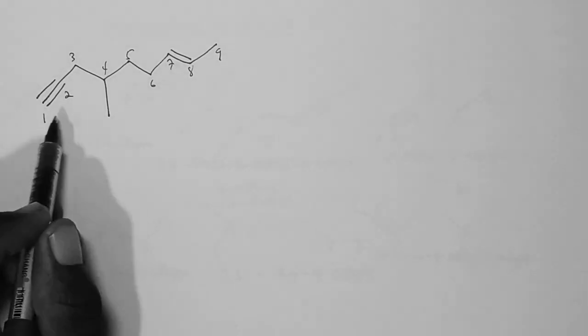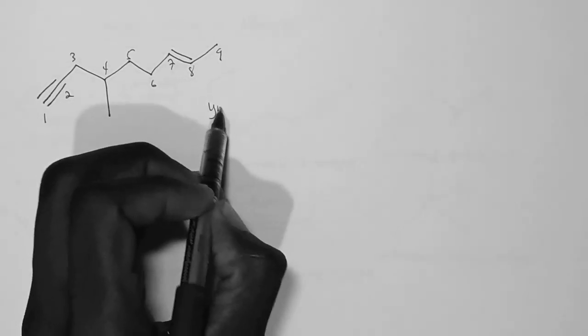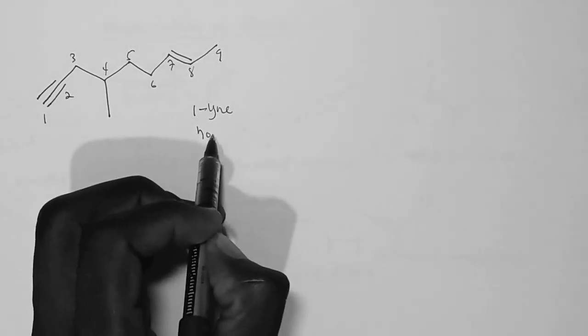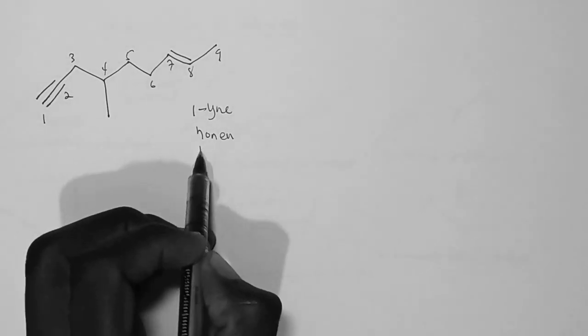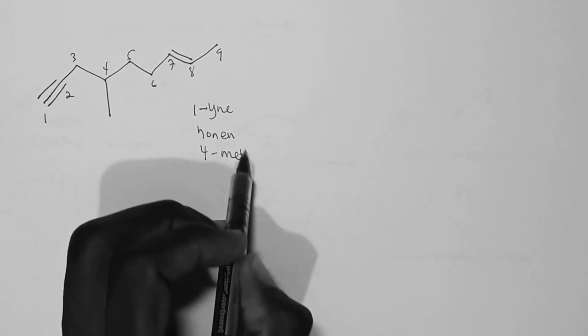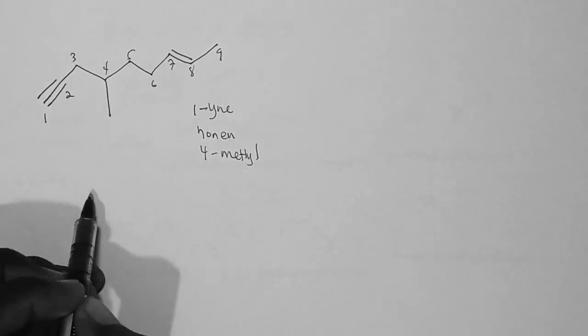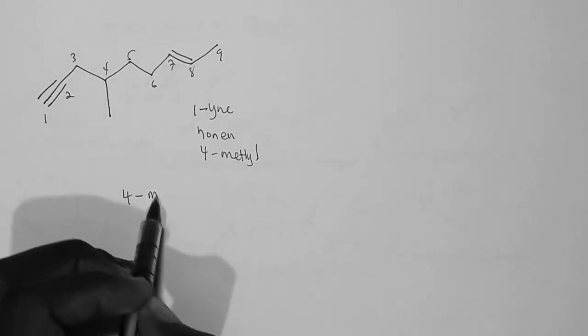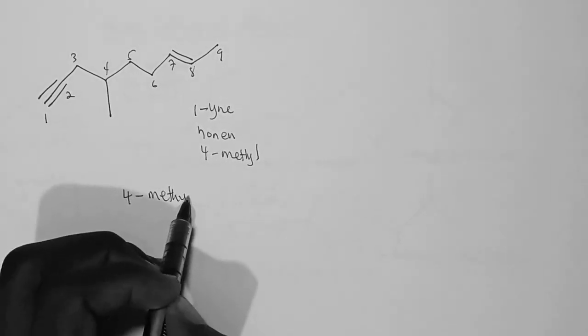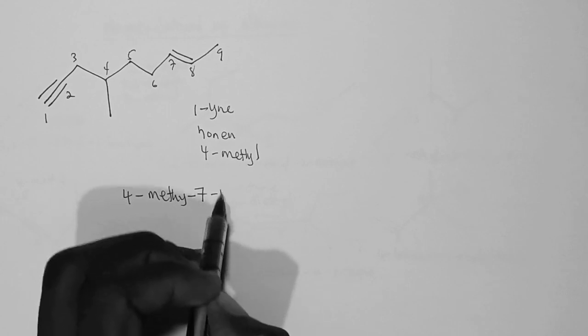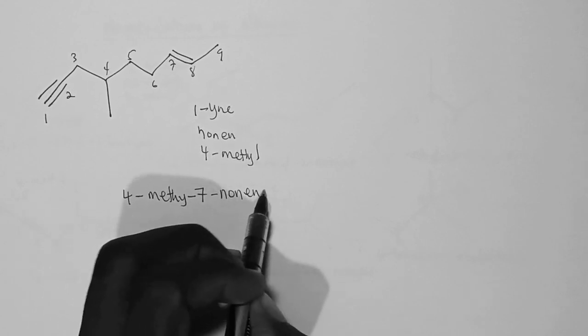So in this case, it is going to end with a yne, but this is a 1-yne. And then there are 9 carbons, so we are talking about a non-en. And then there is a methyl group on carbon number 4, so we have a 4-methyl. So at the end of the day, the name is going to be 4-methyl-7-nonen-1-yne.